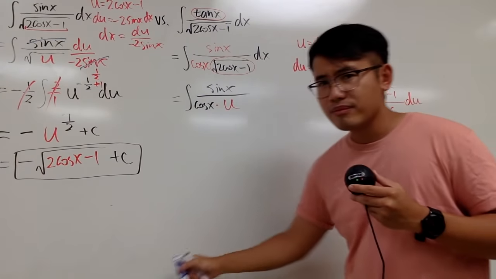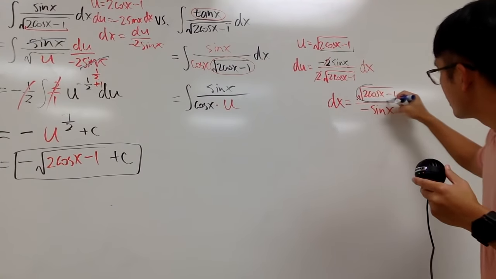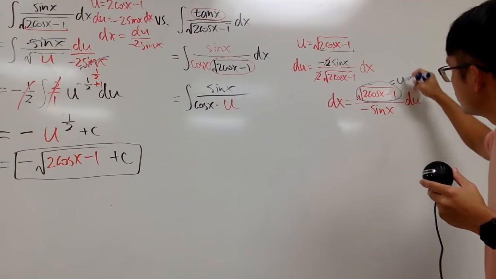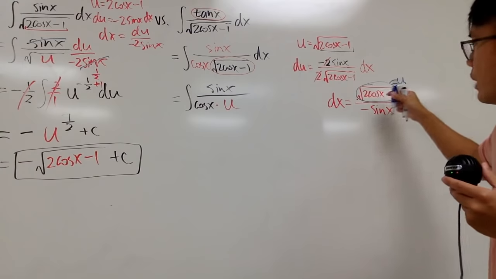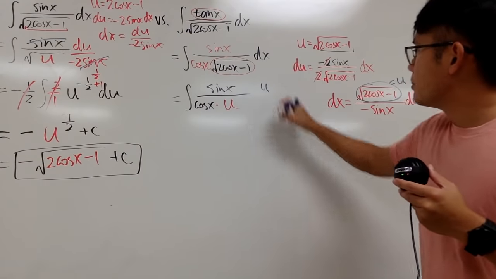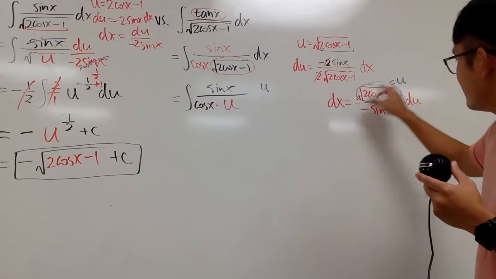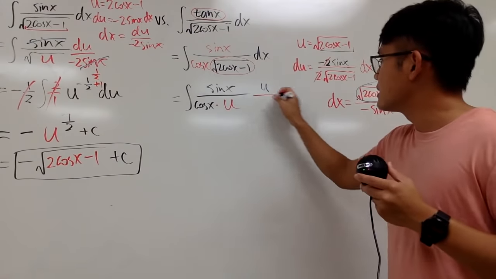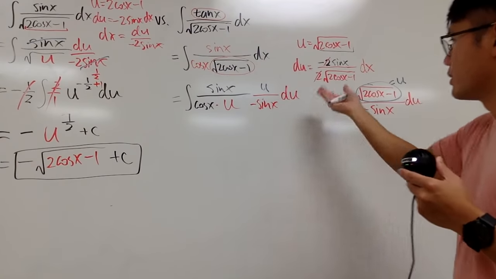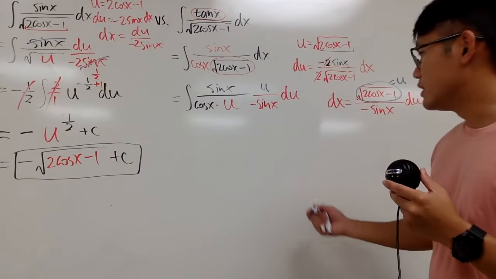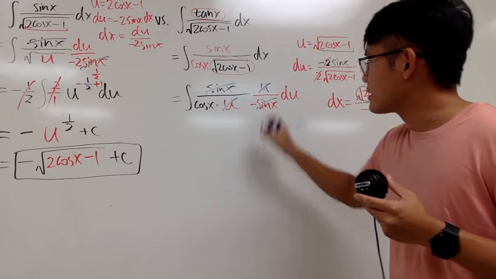So let me also write that down. But if you look at this right here, it's actually the same as u, right? And in fact, I would like to put this u on the top because this and that are going to cancel each other out. So this is pretty much u over negative sine x. And then we are in the u world, so we put on the du. And from here, you see that, yes, the u's cancel each other out. Sine x and also the sine x cancel each other out.